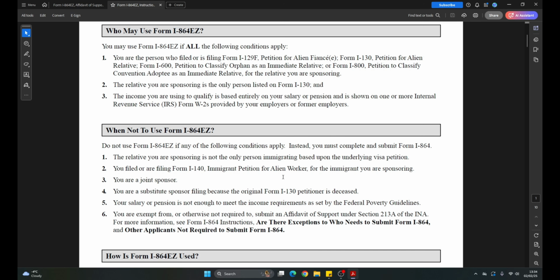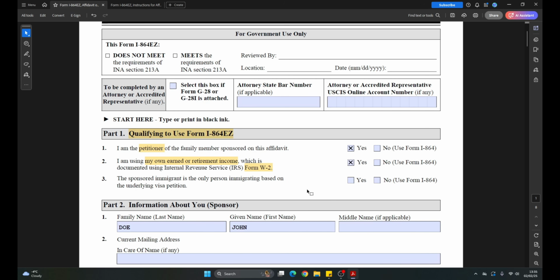And one of the things that they do mention in the instructions is that the income you're using to qualify must be based entirely on your W-2s. So that means if you have a W-2 job and in addition to that you also have 1099 independent contractor jobs, or you have any other self-employment income, it seems to me that you would not be able to use this form unless you can prove that the entirety of the income that you're using to sponsor your relative can be met with just the W-2s. So you must answer yes to this question also.